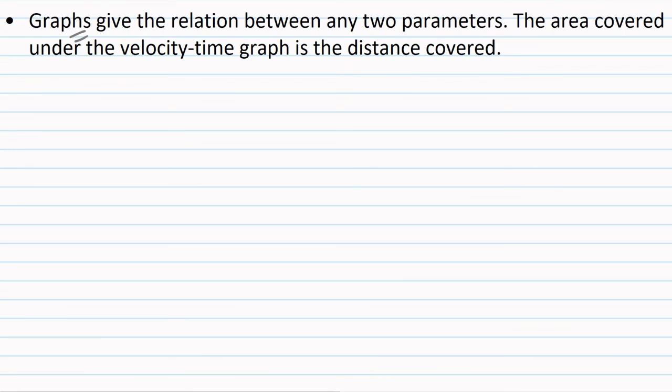Graphs are really important in this chapter because they can give the relation between any two parameters. Now let's have a look at the different types of graphs we have in this chapter. The first one is distance and time graph. So normally we always take the time parameter on the x-axis, that is over here. Always remember it's on the x-axis. So the other thing goes on the y-axis, that is distance.